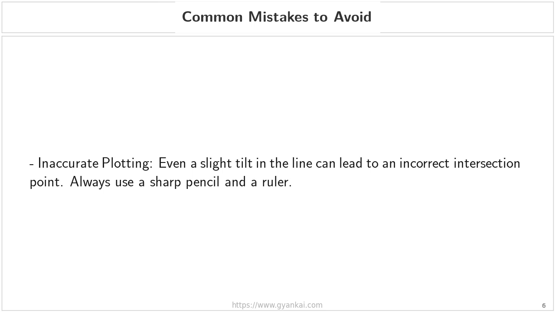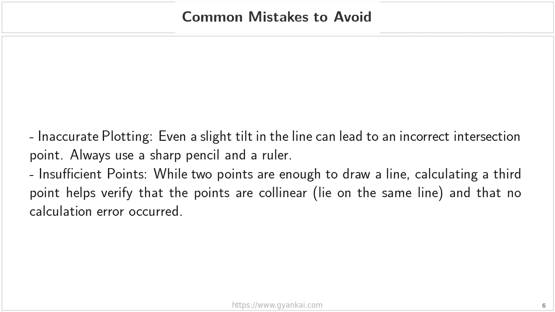To prevent this, always use a sharp pencil and a straight ruler to ensure your lines are as precise as possible. Second, be careful with using insufficient points. While it is true that you only need 2 points to draw a line, I highly recommend calculating a third point for each equation. This acts as a safety net. It helps you verify that your points are collinear, meaning they actually lie on the same straight line, and it allows you to catch any calculation errors you might have made during the table creation stage we discussed earlier.